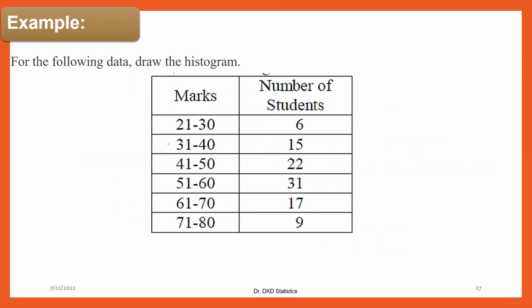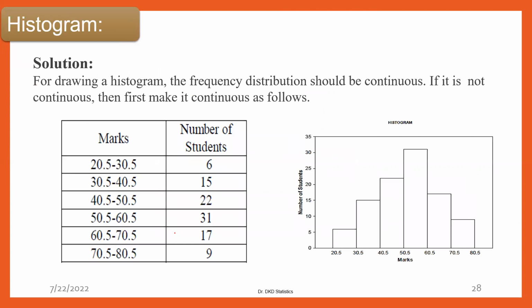Now some other kind of data. Suppose we have an inclusive class type of interval, and for each interval the corresponding frequency is given, like out of 80 marks, the number of students getting different marks. How will we create the histogram? For this data something is different because this is the inclusive class interval. So first of all, we need to create the continuous format like this.